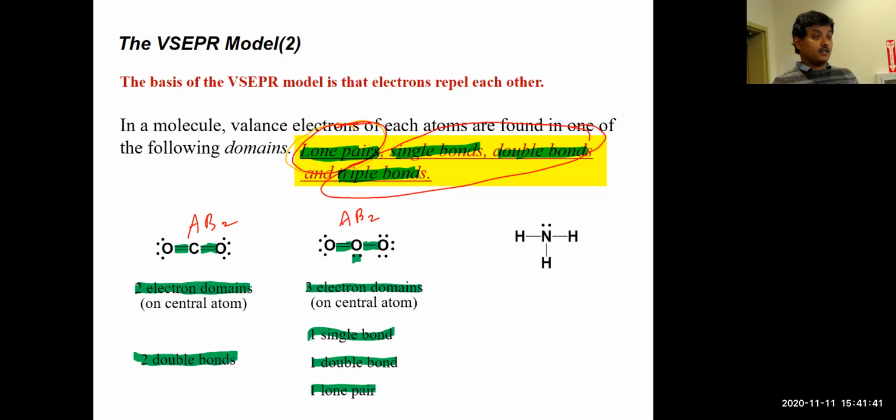Let's look into another example. NH3. So NH3 to me looks like a central atom connected to three atoms. So this is an AB3 type molecule.